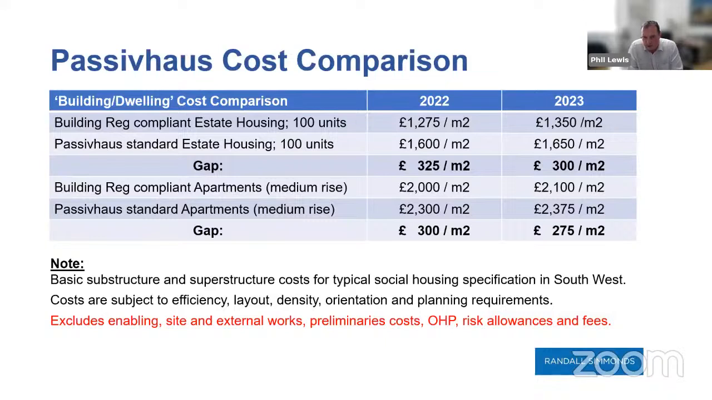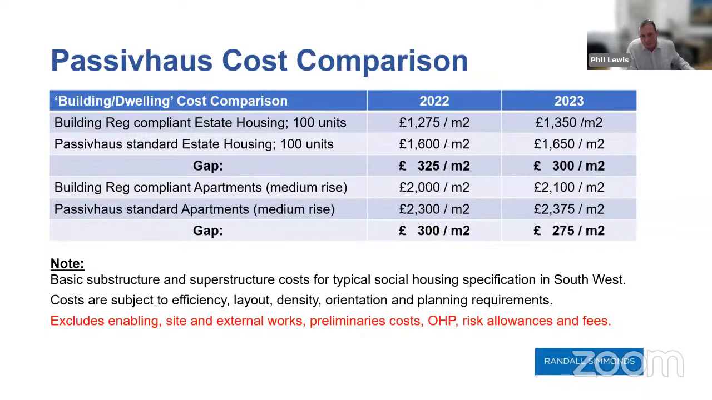That doesn't mean to say that builds are getting cheaper. It's just that the base standard, the building reg, is coming up closer to the delivery level of the Passive House unit.